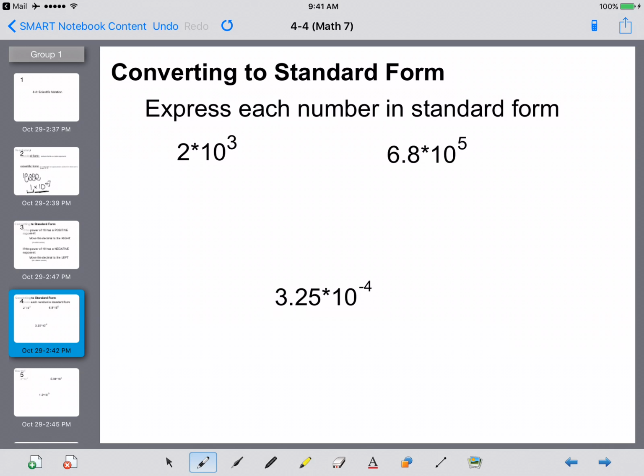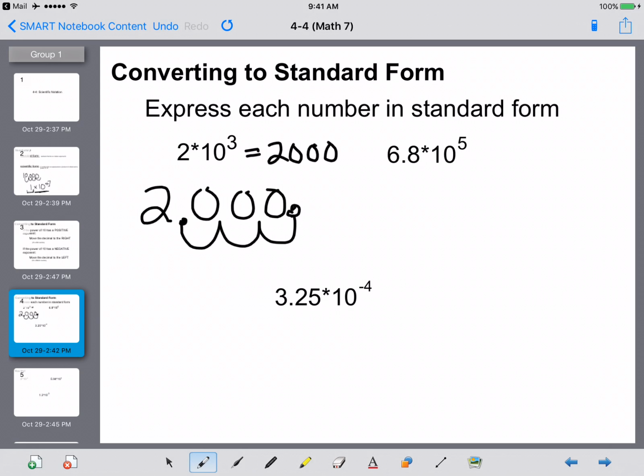So for example here, 2 times 10 to the 3rd. That's a positive exponent, so we've got a decimal right here after the 2. We're going to move it to the right 3 spaces. So 1, 2, 3. Decimal, you fill in each space with a 0. So this is 2,000.